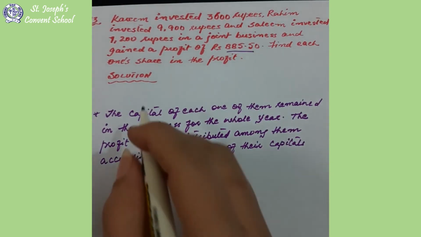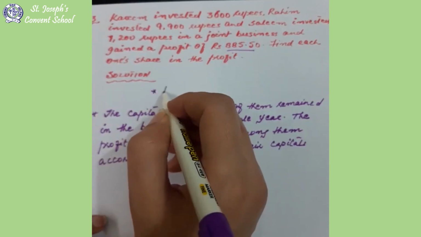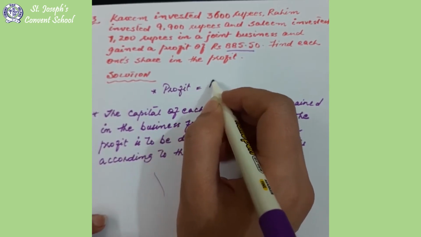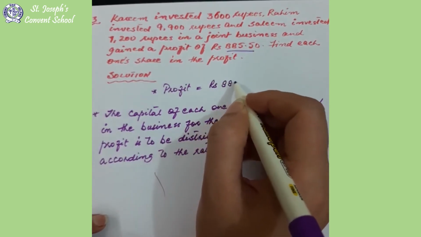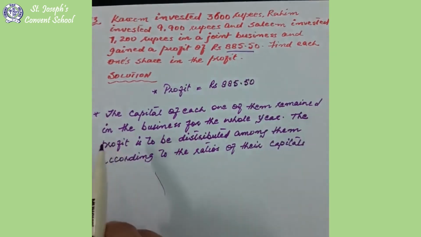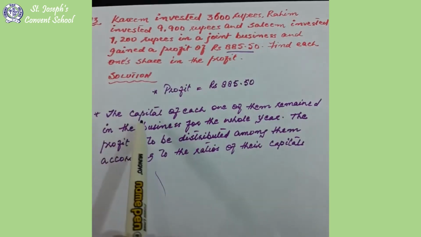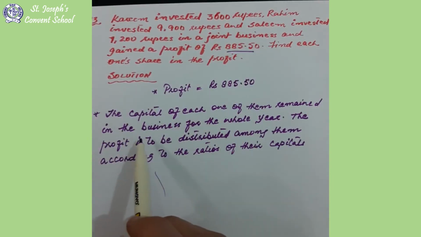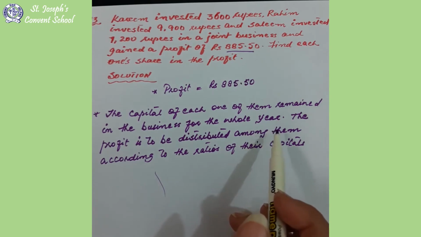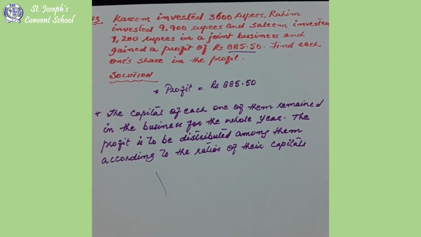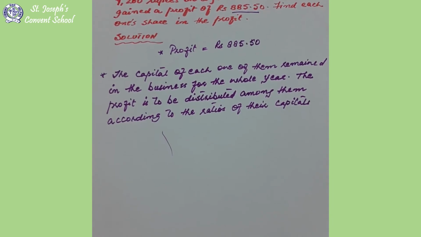Now you will divide the profit. So first step is to write the profit. Profit is rupees 885. Okay, this is the profit. Again, same way the capital amount, capital means the money which they have invested, these three. The capital of each of them remained in the business for the whole year. They all have invested for the whole year. So profit is to be distributed among them according to their ratio. So first we'll find the ratio. Let's write all three names, and then we will find the ratio.